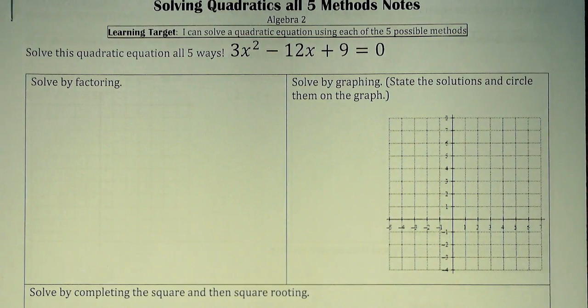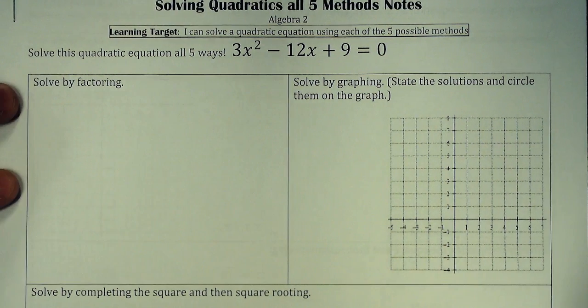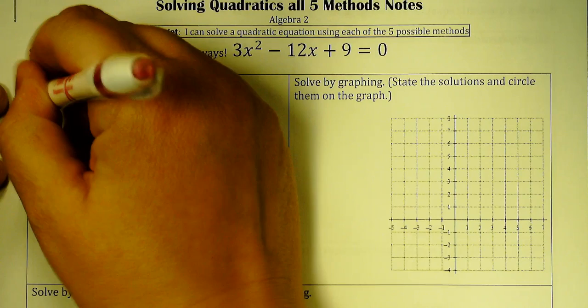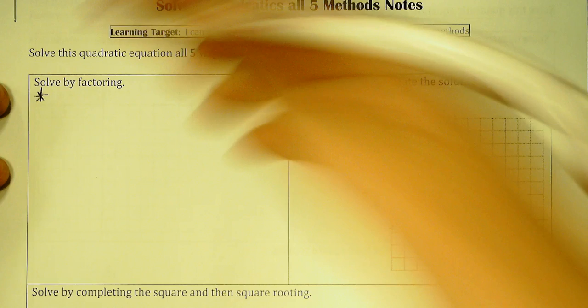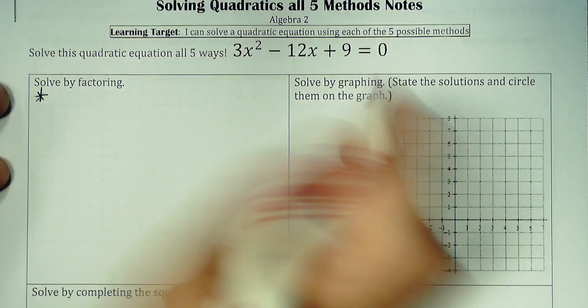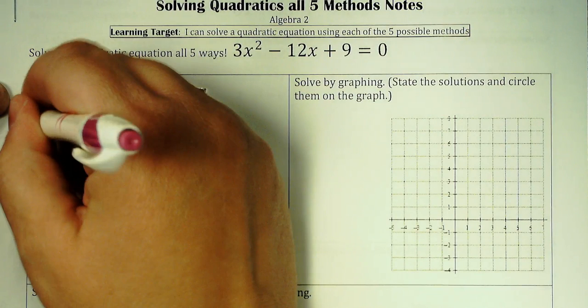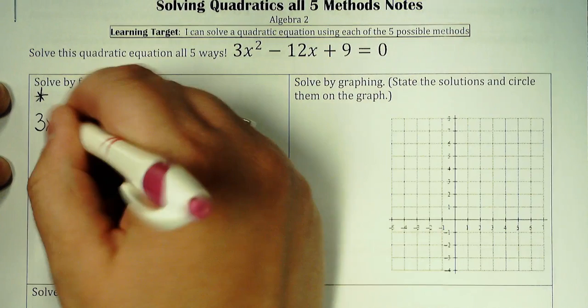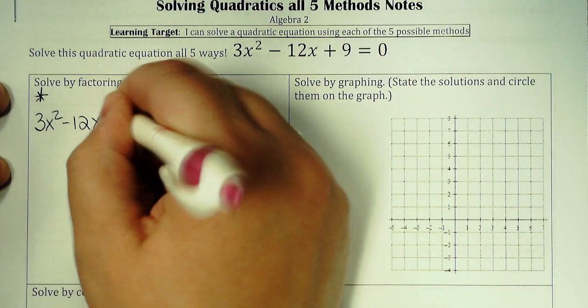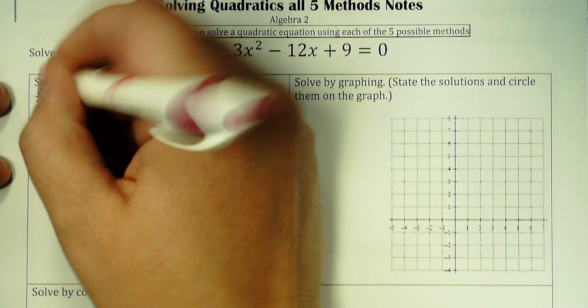Okay, we are going to try to solve the same quadratic equation with all the different methods that we've talked about in class. So, solve by factoring. First thing you want to do, I'm going to take my equation here. I have 3x squared minus 12x plus 9 equals 0.